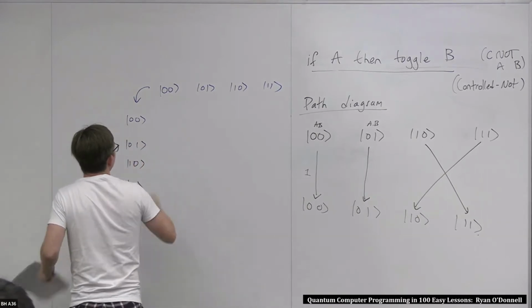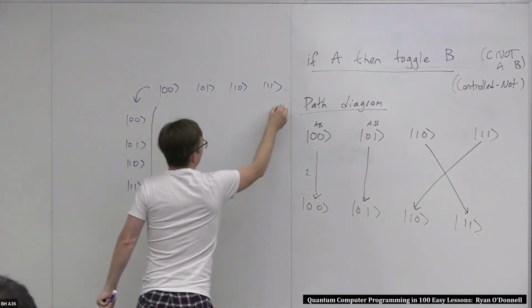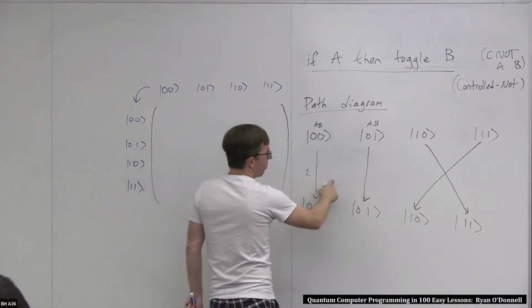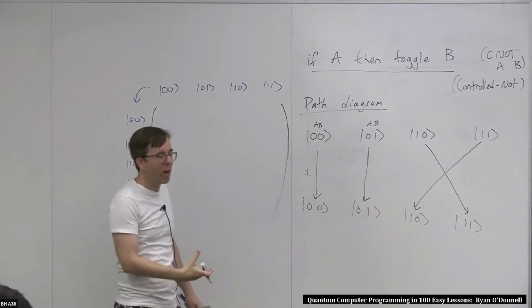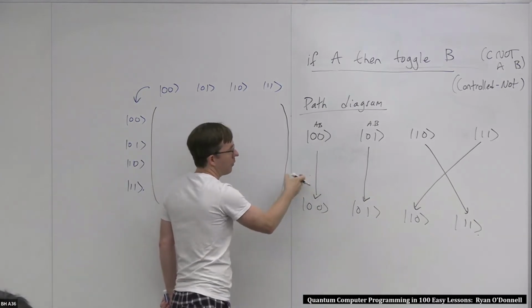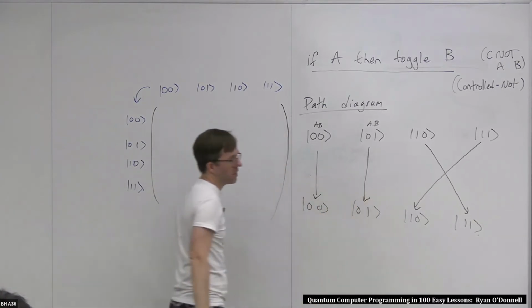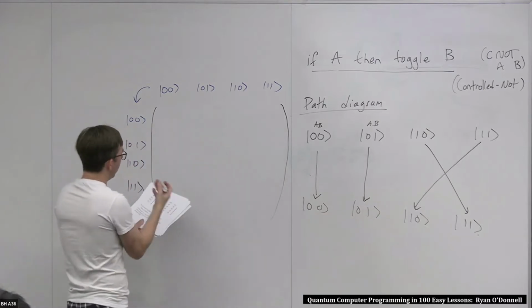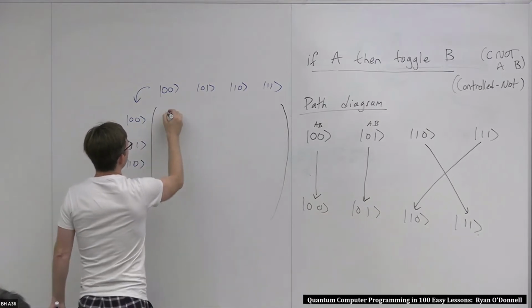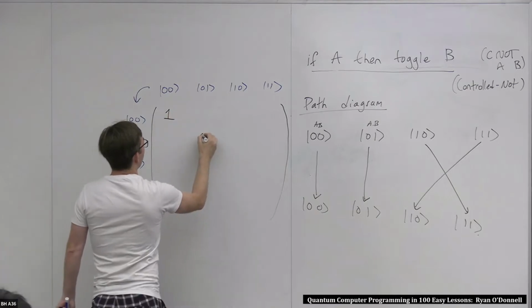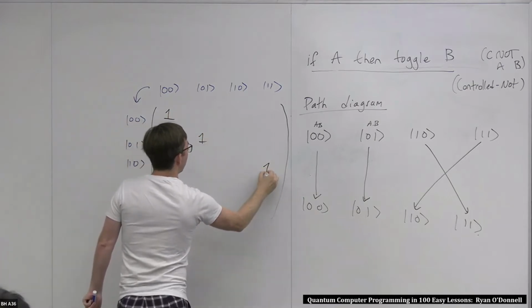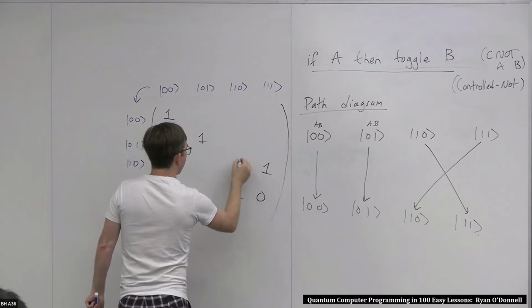Okay, and then we fill in all 16 amplitudes that are written in this diagram, except we were lazy because all the arrows stand for an amplitude of 1 and all the missing arrows stand for an amplitude of 0. But if we were to plunk it all in, it would look like this. We get a 1 here, a 1 here, a 1 here, and a 1 here. Everything else is 0.